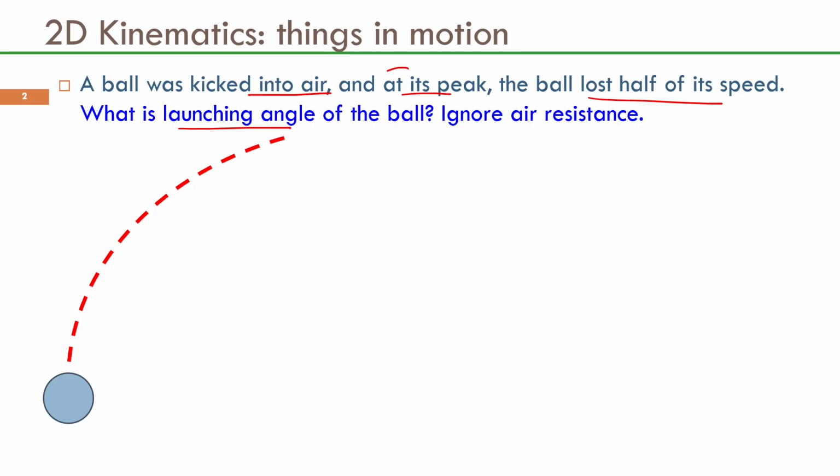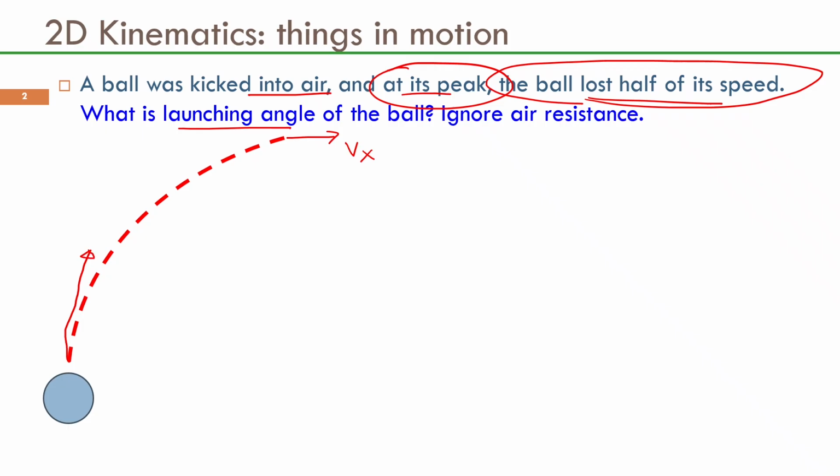The key information is that at its peak, the ball lost half of its speed. We know at the peak, the ball does not have any vertical velocity. At the peak, the ball only has horizontal velocity. That's one key piece of information. So the question basically says, if my initial velocity is v0, at the peak my velocity becomes half v0. That's what the ball losing half its speed at the peak means.